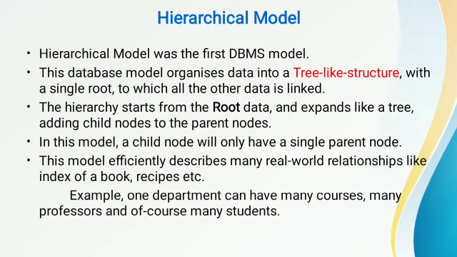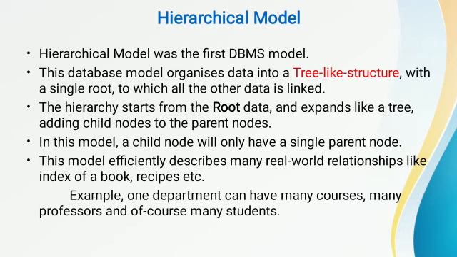This is the hierarchical model: this database model organizes data into a tree like structure format. So we maintain the data in the database in a tree like structure, with a single root to which all other data is linked. The hierarchy starts from the root data and expands like a tree, adding child nodes to the parent node. We already have some idea of how a tree structure works: the tree has a root node, and its left child and right child. That is the way we organize the data into a database.